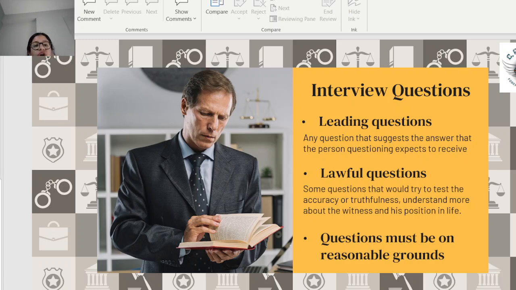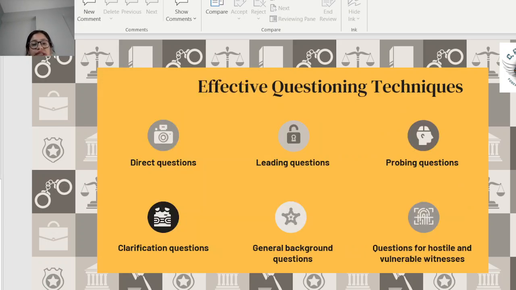Now, we'll talk about effective questioning techniques. What are effective questioning techniques? First is direct questions. Your question should always be simple, clear, and specific, which can help you extract the factual information.